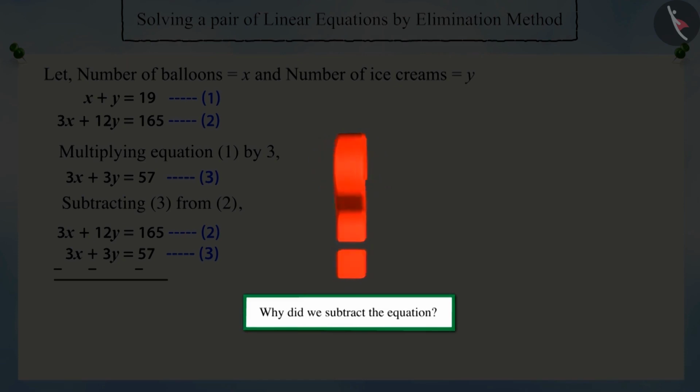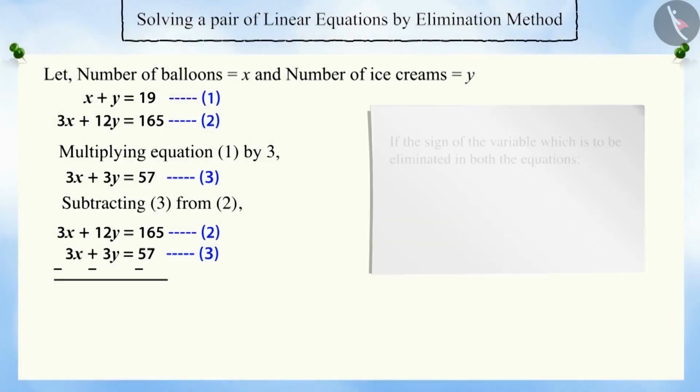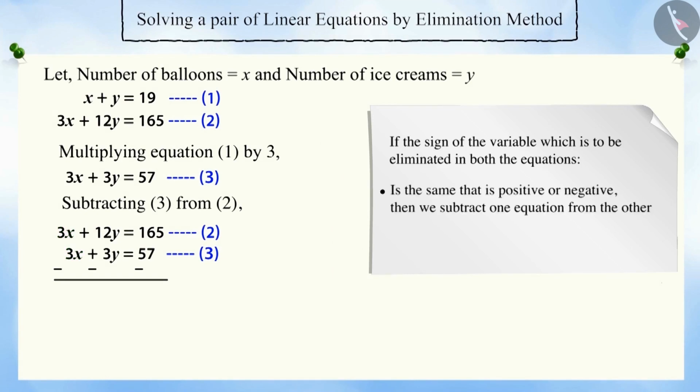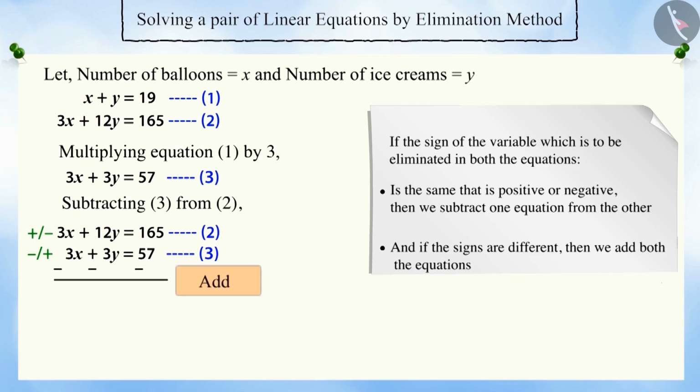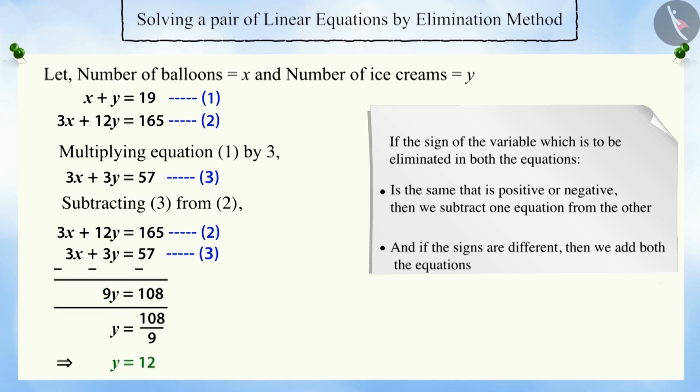Correct. If the sign of the variable which is to be eliminated in both the equations is the same, that is positive or negative, then we subtract one equation from the other, and if the signs are different, then we add both the equations. This eliminates one variable and gives a linear equation in one variable only. Solving further, we get y is equal to 12.